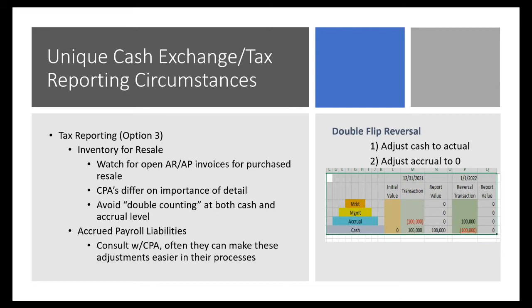Same thing for accrued payroll liabilities, especially for those using Red Wing payroll. We have accrued liabilities that show up at the cash level. Oftentimes we want to move those to expense from a tax perspective. So we'll move them to an expense and then reverse them right back for year-end reporting at the accrual level, just so they show up.